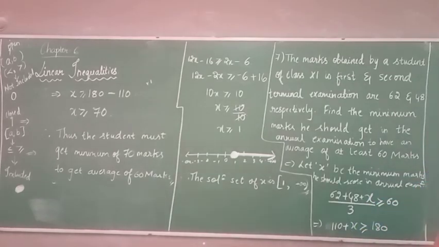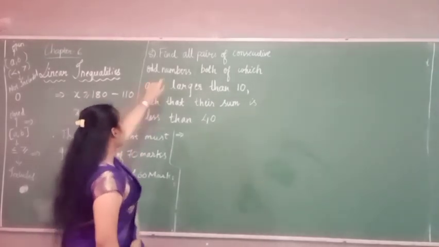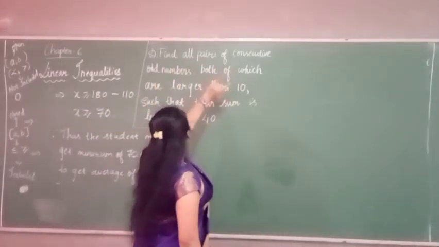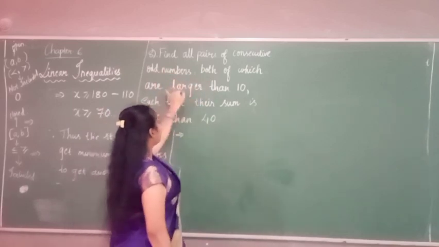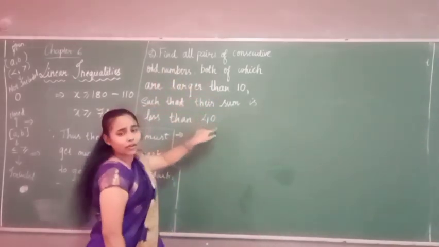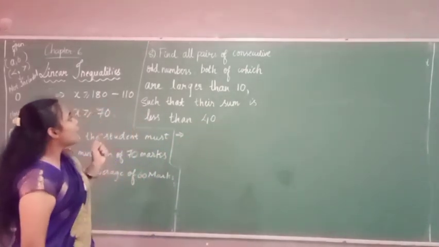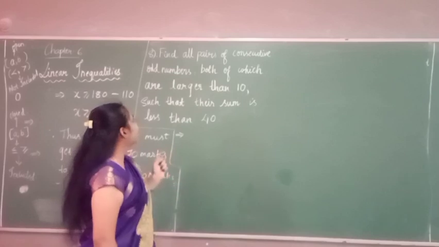So let us move on with the solved example 8.1. So what does the question say here? Find all the pairs of consecutive odd numbers, both of which are larger than 10, such that the sum is less than 40. So here you might be thinking what we need to consider for the pairs of consecutive odd numbers.